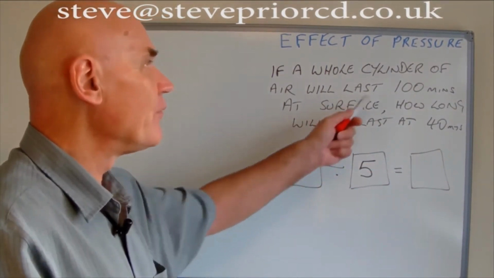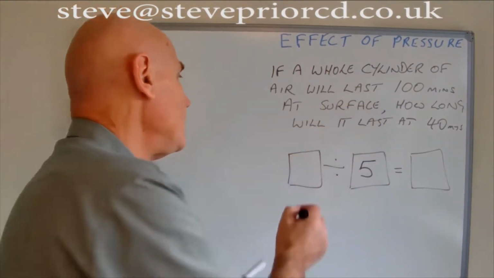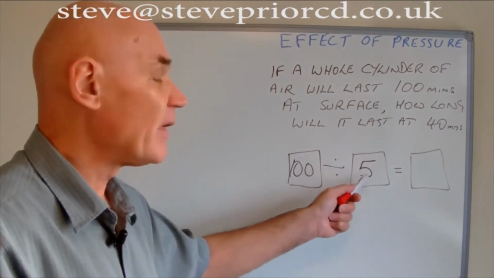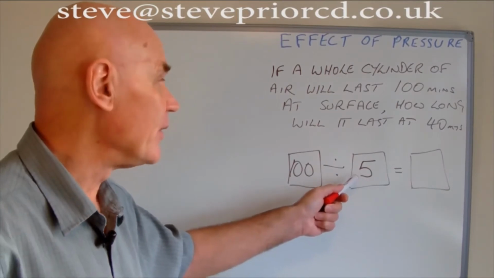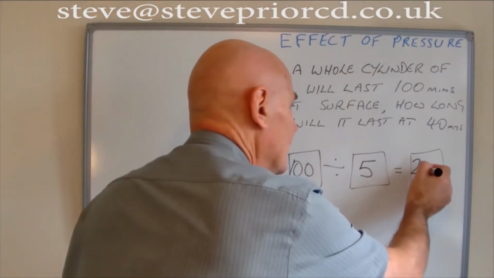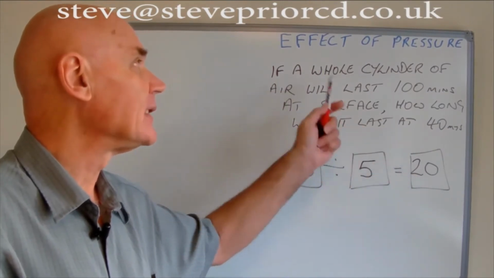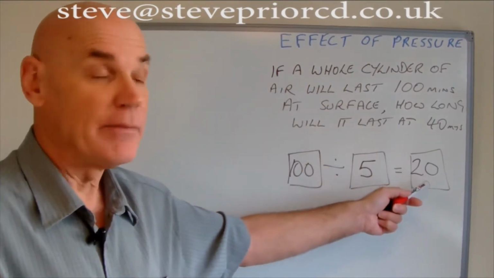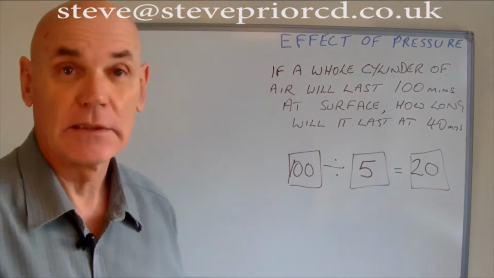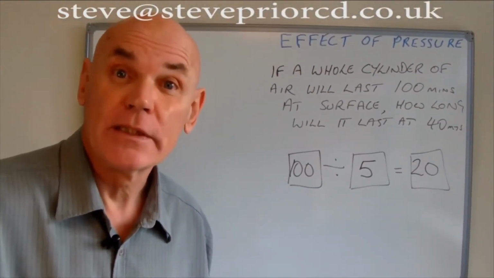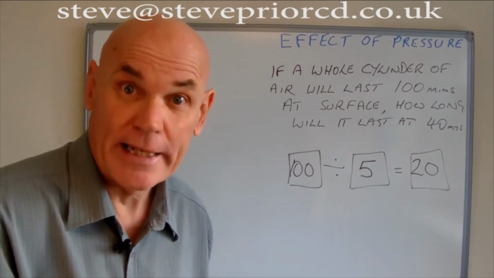And here the number from the question, 100 minutes, here. 100 divided by 5, you can get your calculator out if you don't know that, and the answer would be 20. So the answer is 20 minutes, okay? So that cylinder of air will only last 20 minutes at 40 metres, and it lasts 100 at the surface. So there we go. Let's take another type of question, and we'll see the box method in use again.